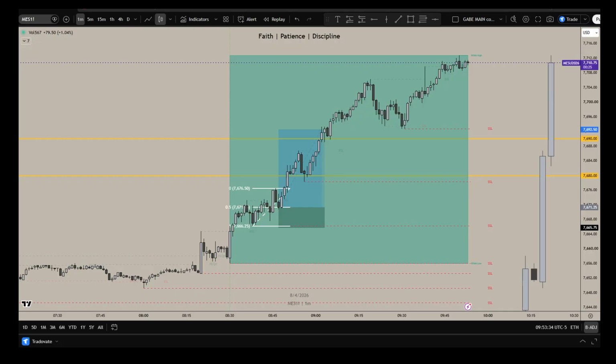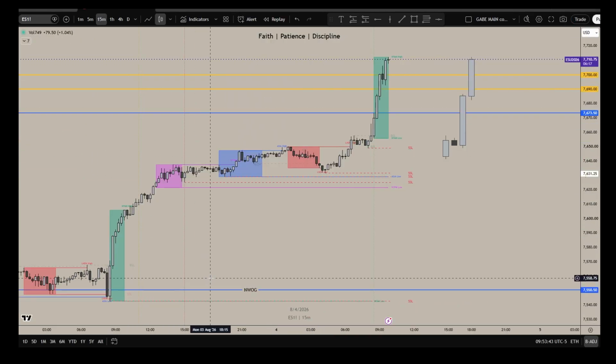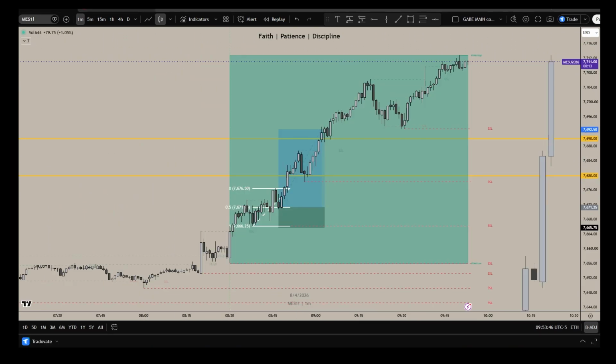All right, so this is Tuesday, August 4th, 2026, market recap for the day. So today was a winning day as well, so it's fortunate. I was also able to pass my funded account, my 25K Lucid. So heading into funded in the next trading day, which is good.